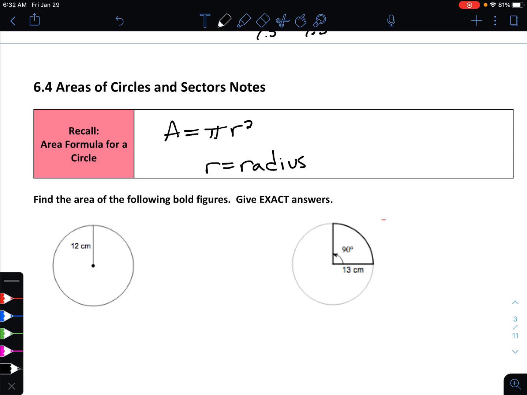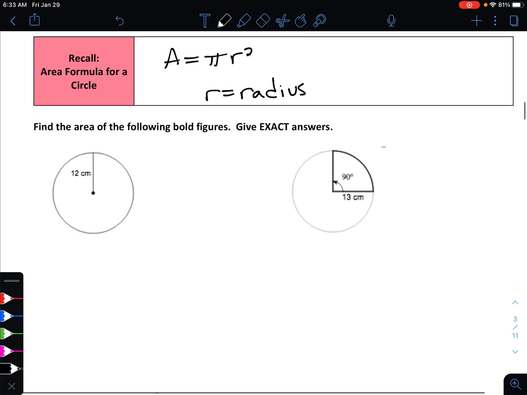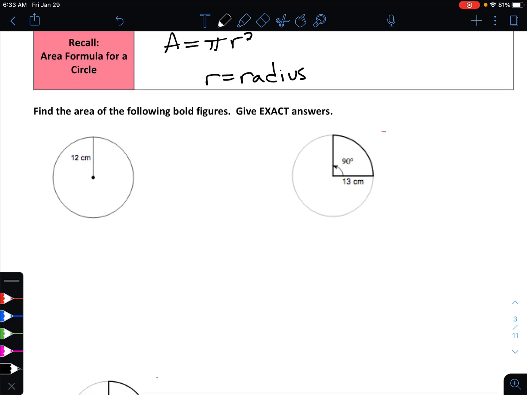All right. So we're going to look at some basic examples first, and then we'll look at some more complicated cases later on. For the first one, it's going to be pretty easy. It says find the area of the following bold figures, giving exact values. In this case, the bold figure is going to be the entire circle. So pretty simple for this one. We're going to go ahead and just plug in our information. So remember, area is equal to pi r squared.